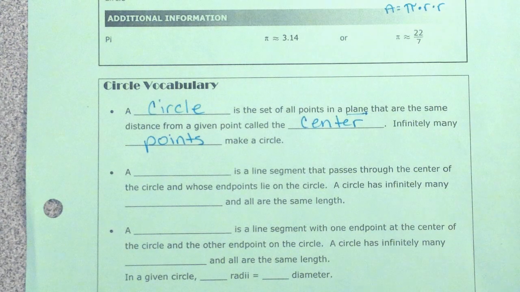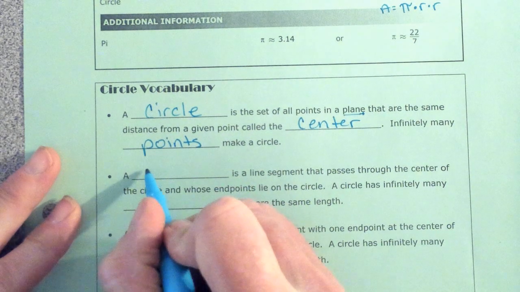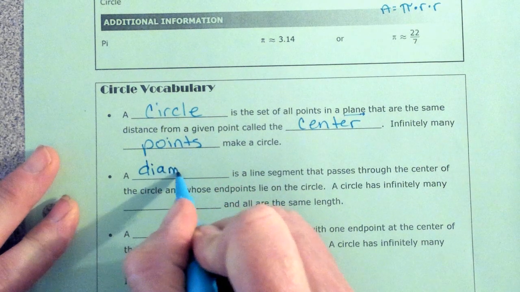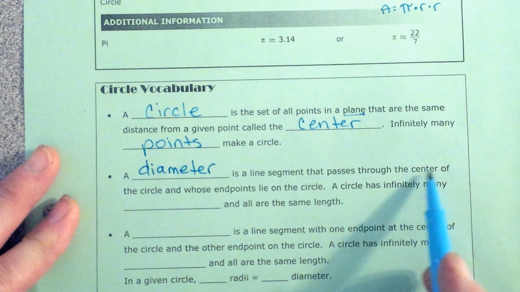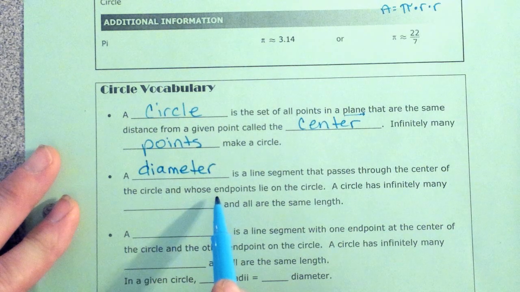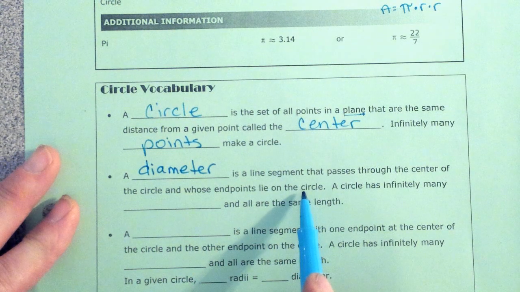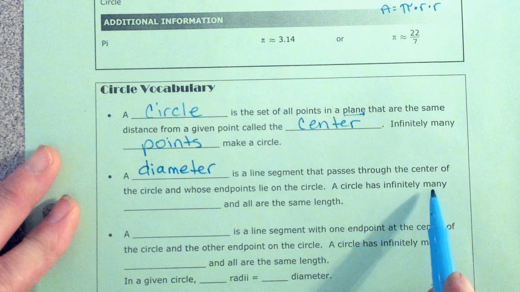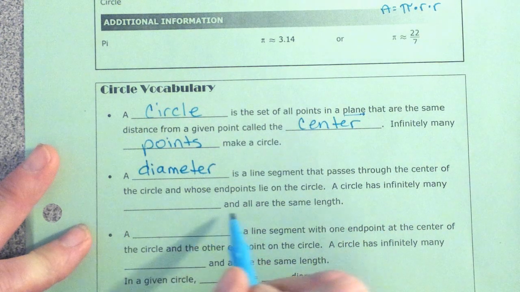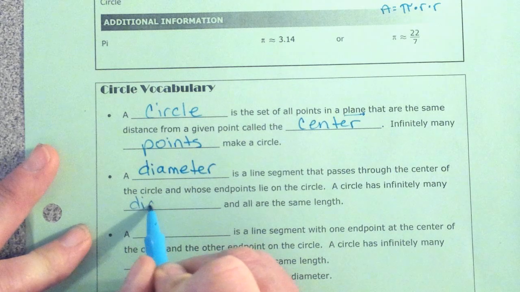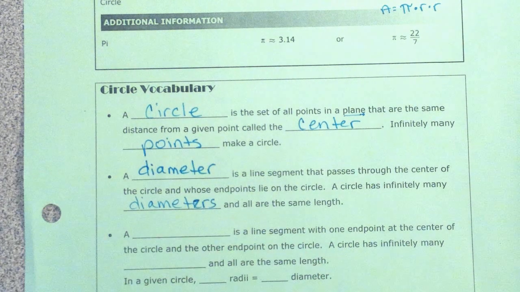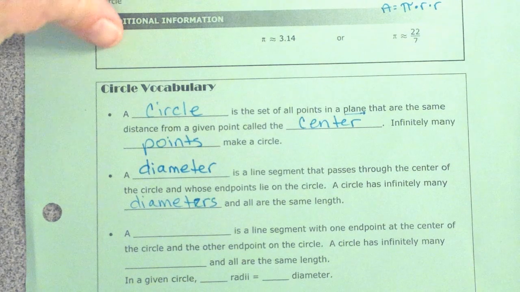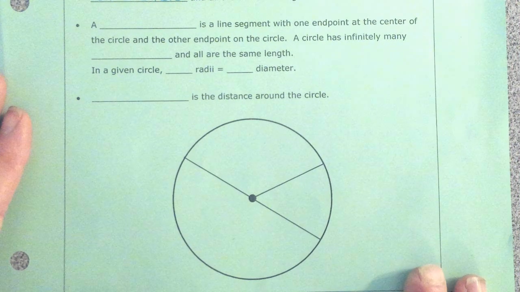A blank is a line segment that passes through the center. This is called the diameter. So a diameter is a line segment that passes through the center of the circle and whose endpoints lie on the circle. A circle has infinitely many diameters that are the same length. So diameters. There we go.